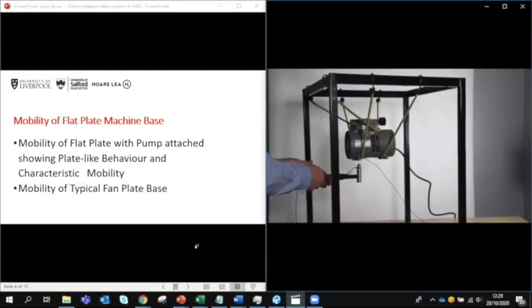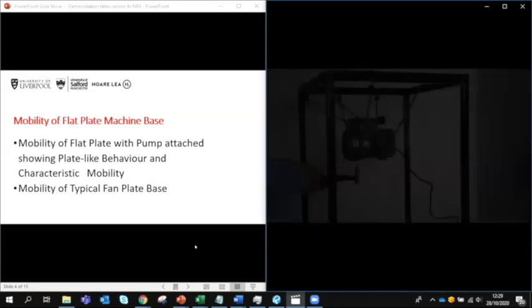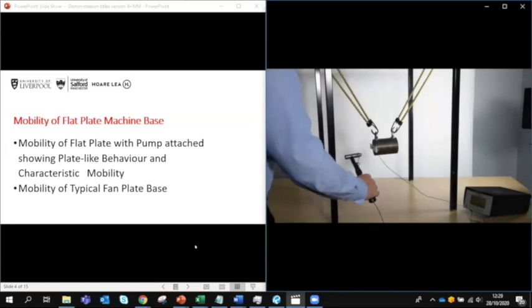First of all, we'll talk about the mobility of the cantilever and a pump which we've seen before, and we'll see very nice hammer action there from Gary. And this one we've seen before. So we start off with a rigid mass with a cantilever arm attached to it.